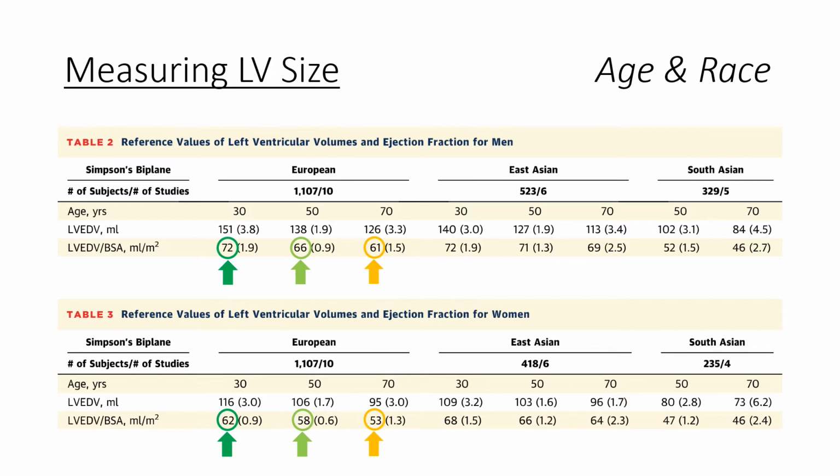And the impact of race and ethnicity is just as marked, if not more. As we move from 70-year-old Europeans, who have an upper reference value of 61, to 70-year-old South Asians, who now have an upper reference value of 46, we can appreciate that there's a greater than 20% difference in the so-called upper reference value from one geographical location and ethnicity to the next.